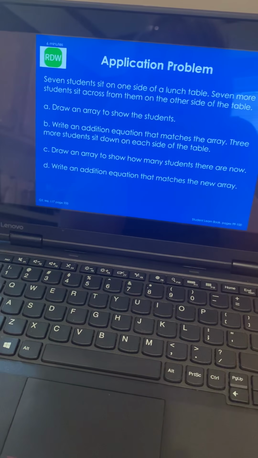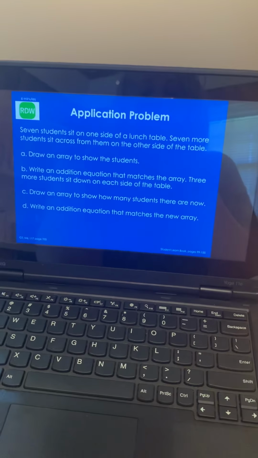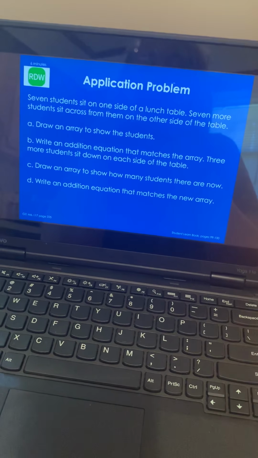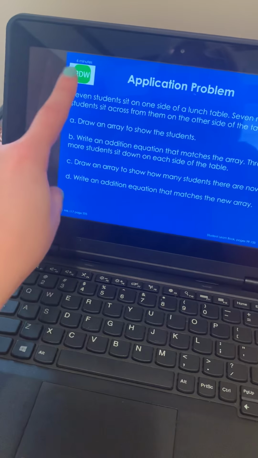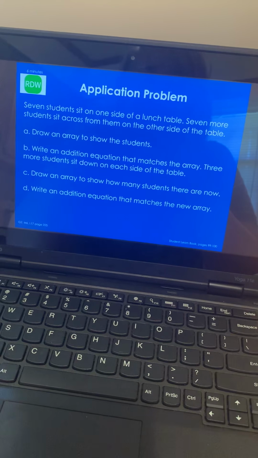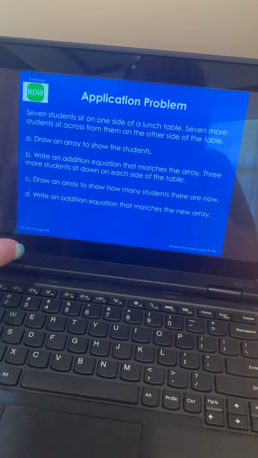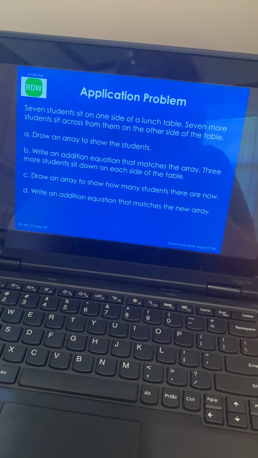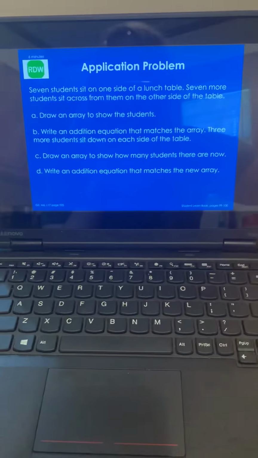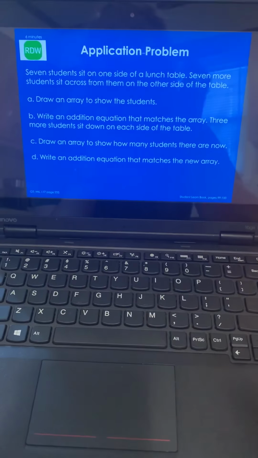Okay, so now on your piece of paper, at this point you might need to grab another piece of paper. It can just be a scrap piece of paper, notebook paper, whatever you can find that you can write on. I want you to go ahead and draw an array to show the students as they're sitting across from one another on each side of the table. And remember, there's 7 students sitting on one side of a lunch table, and then 7 more come and sit down. With word problems, they're like a story, so we just have to follow along as we would if we're reading a story.